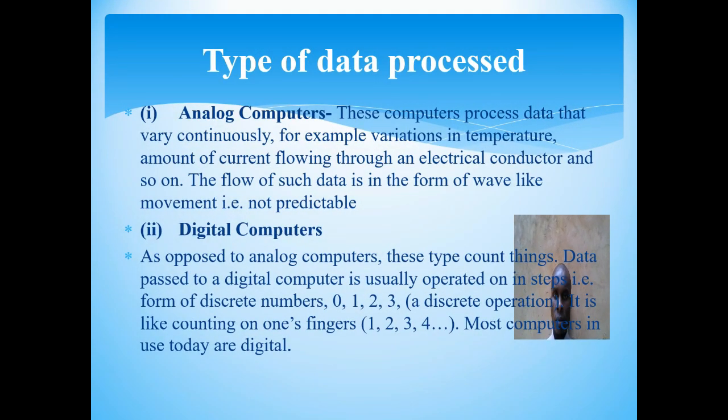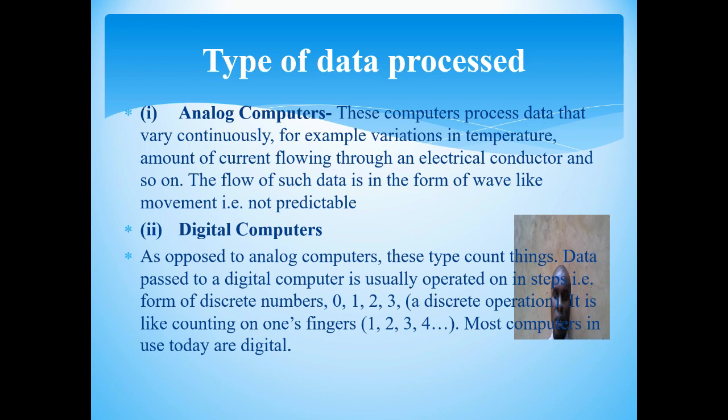We have another classification of computers, that is by the type of data they process. Under this, we have various categories, and we start with number one, analog computers. We say that these are computers that process data that can vary continuously. For example, variation in temperature, the amount of current flowing through an electrical conductor, and so on. So the flow of data is in the form of a wave-like movement. They process analog information, information that moves in a wave-like movement.